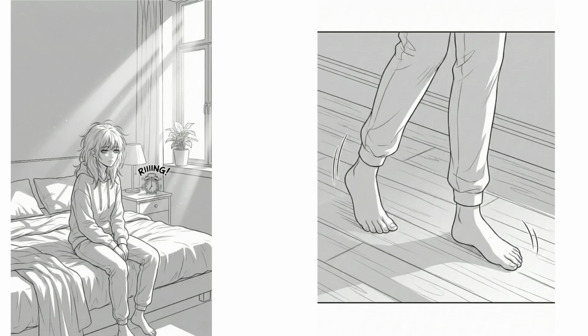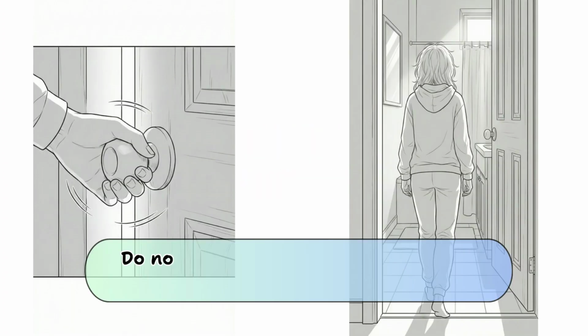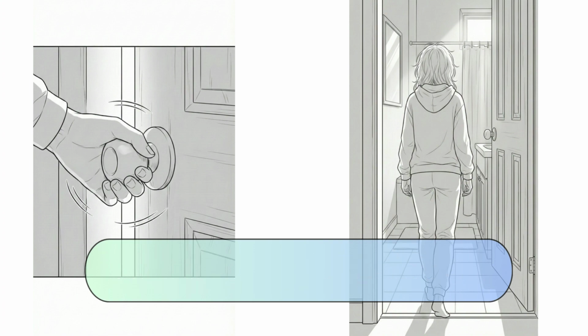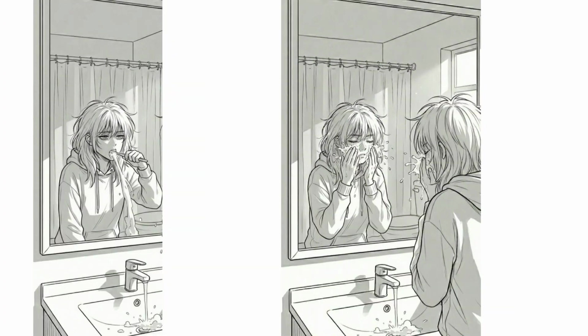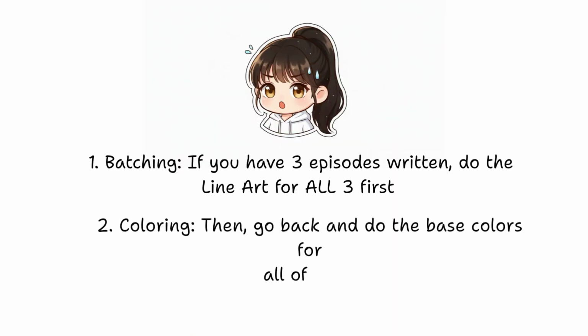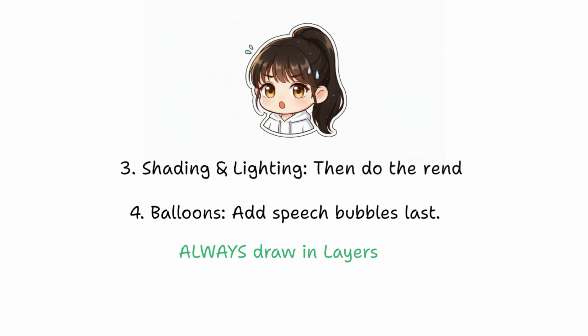Step 3. The workflow, the assembly line. Now let's talk about how you actually work. Do not finish one panel 100% before moving to the next. You will burn out. Instead, use a checklist. 1. Batching. If you have 3 episodes written, do the line art for all 3 first. 2. Coloring. Then go back and do the base colors for all of them. 3. Shading and lighting. Then do the rendering. 4. Balloons. Add speech bubbles last.